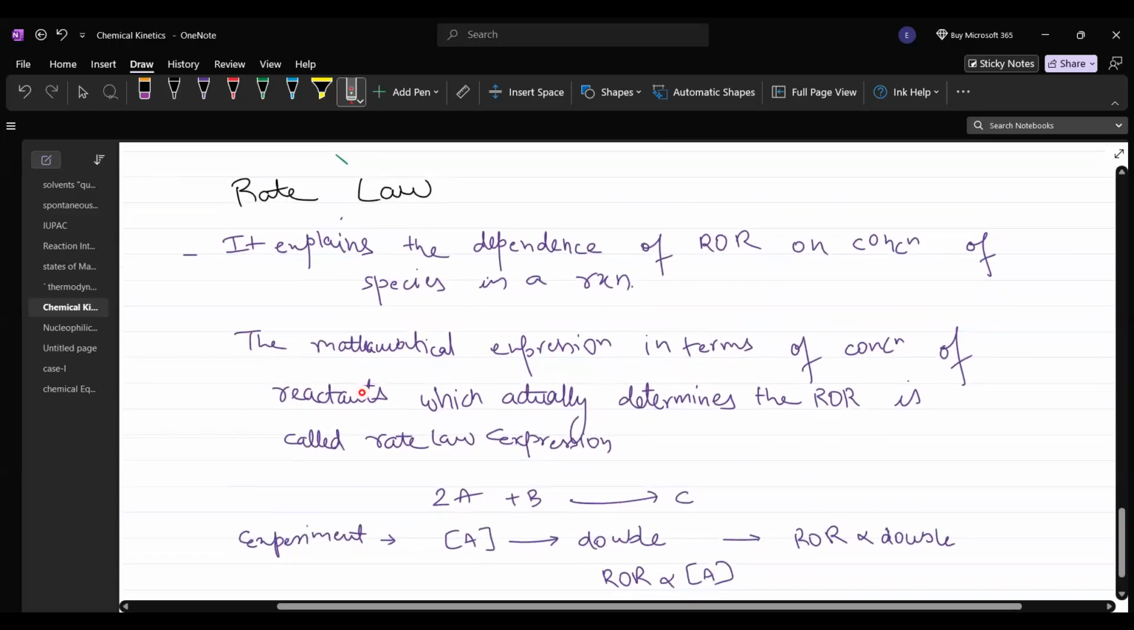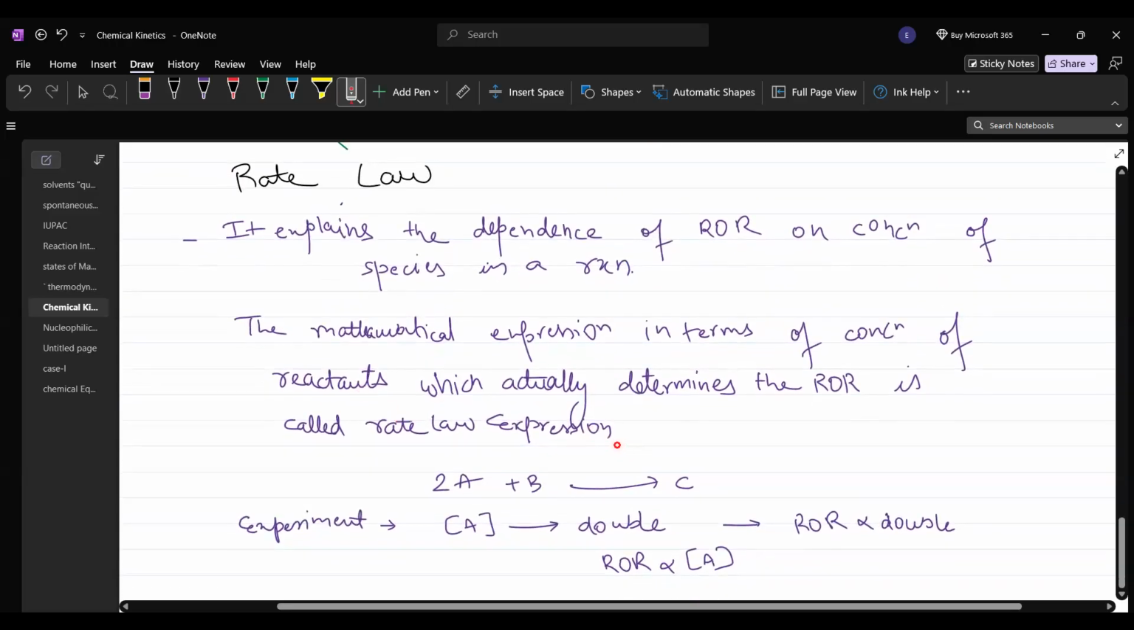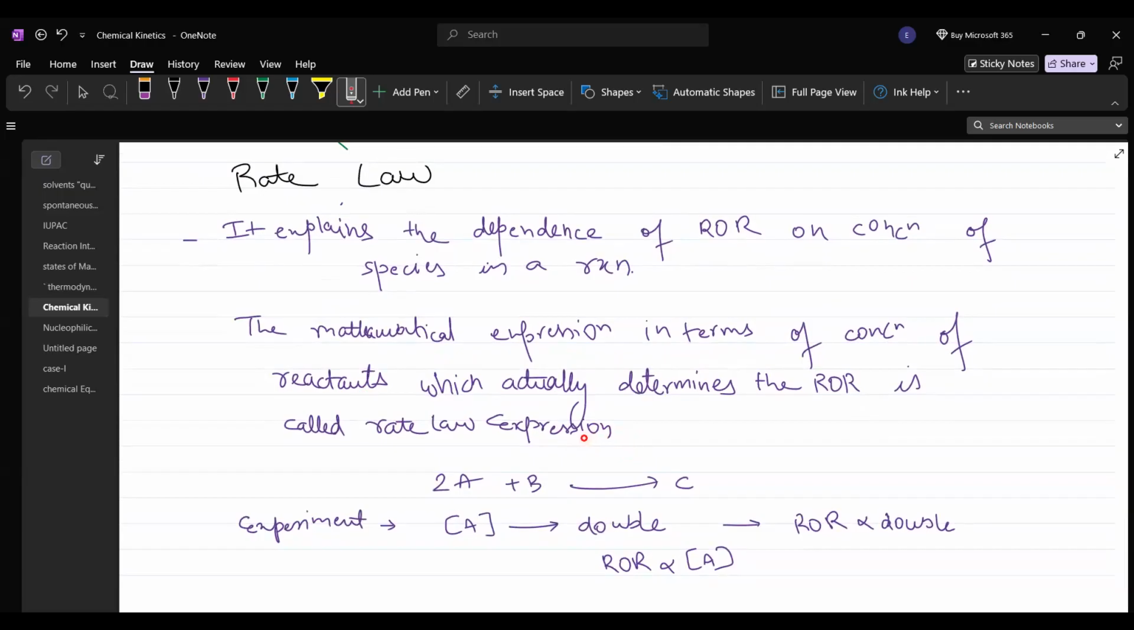Rate of reaction is always experimental. Means we cannot explain it in theoretical form. How the rate of reaction changes with the concentration of any reactant is always experimental. So this is a good thing, and we will get data in the numericals, and we just have to apply the data. Okay.